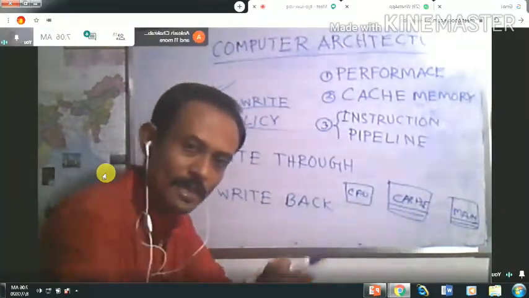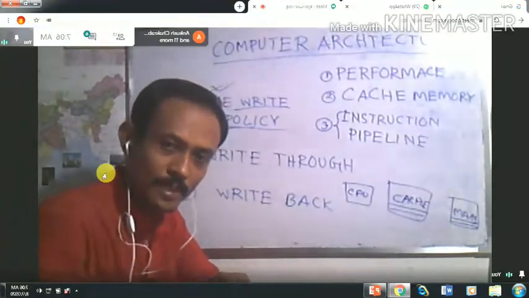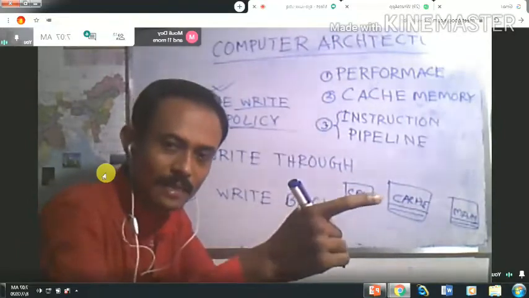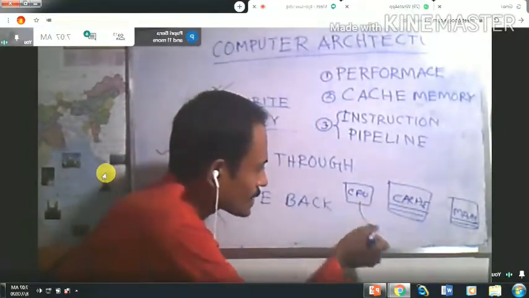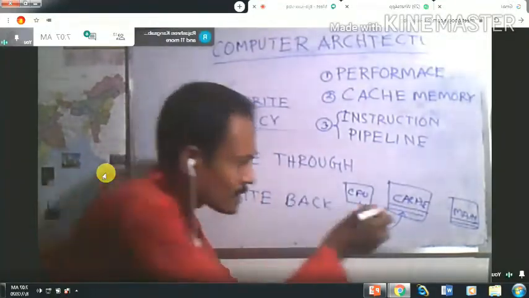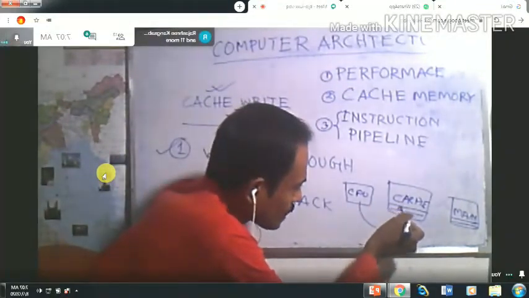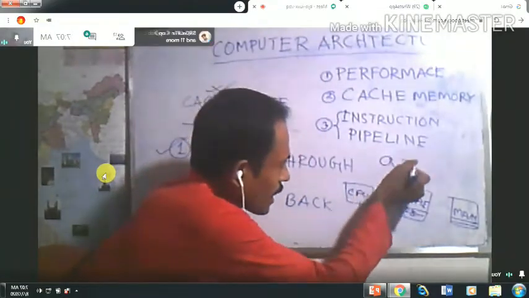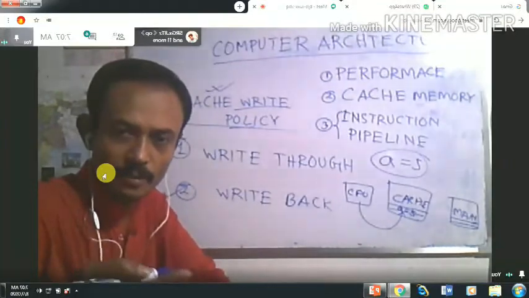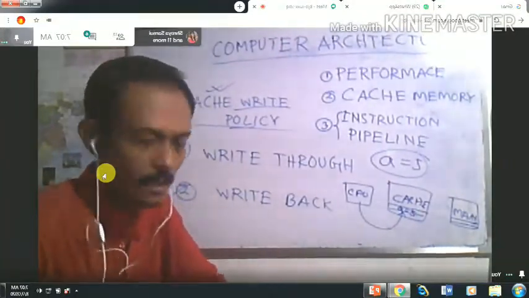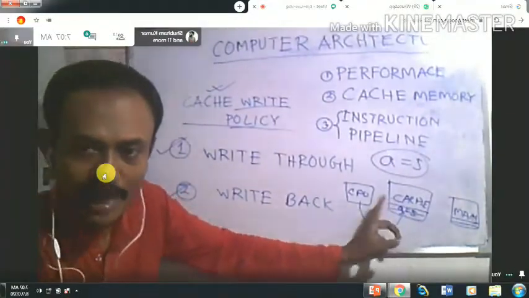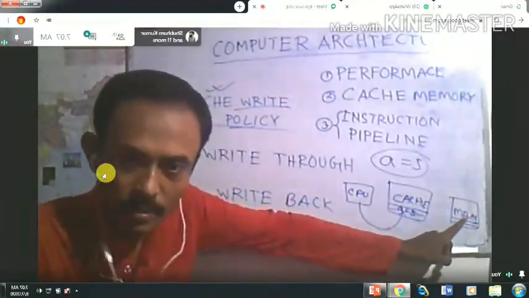Now suppose a particular word is present in the cache memory. Obviously it was also present in the main memory. Now the CPU writes some word in the cache memory. Write something means, suppose there is a value a equals 5. Now you update it, and it becomes a equals 7 or something else. Got it? So when you write something in the cache memory, that particular copy is also present in the main memory.